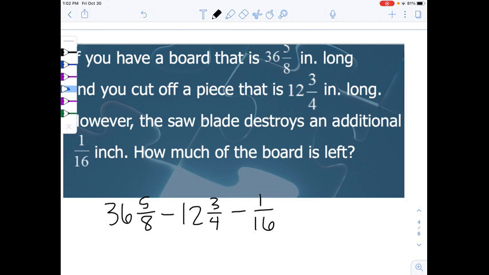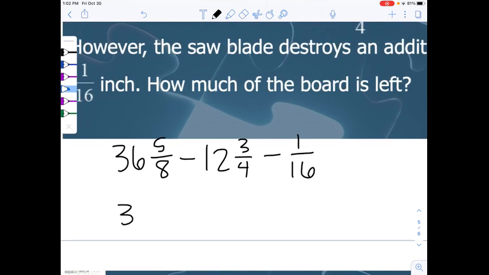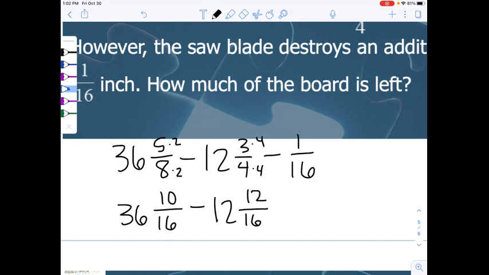Well, I look at all of these denominators, 8, 4, and 16, and I see that a common denominator is 16. So 36, and to get 8 to 16, we multiply by 2. So I just multiply 5 by 2, which is 10. Minus 12, and then to get 4 to 16, multiply by 4, which means you got to multiply 3 by 4, and then minus 1/16.